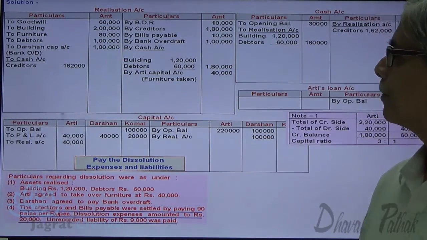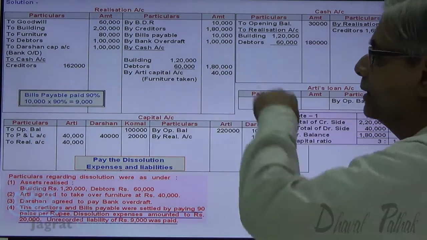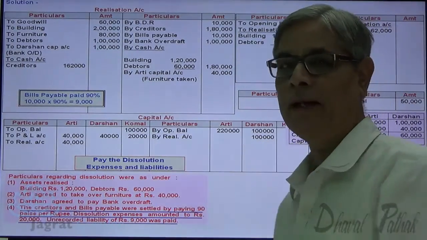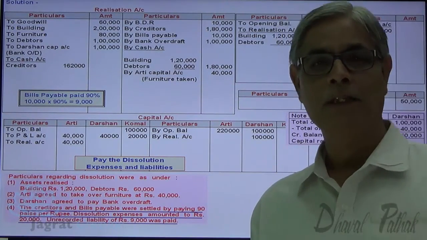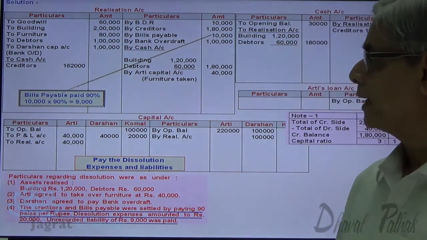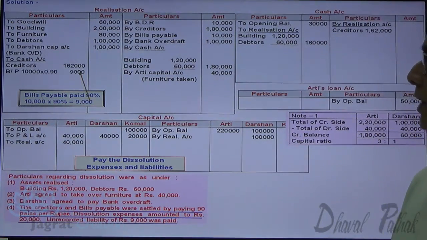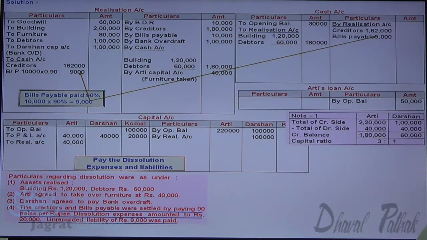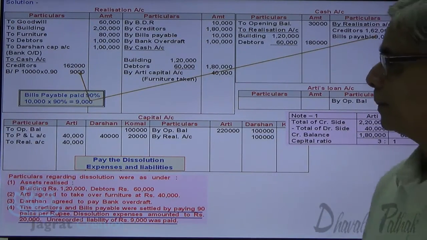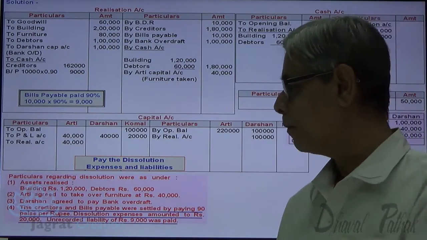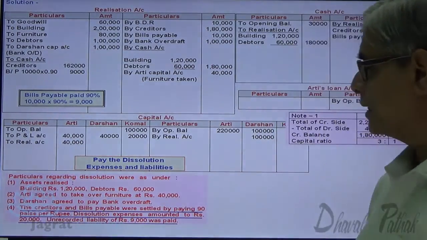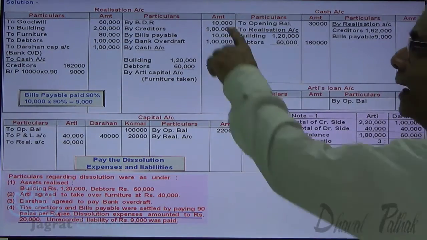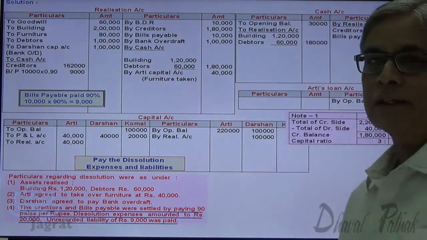Same way, bills payable 10,000. 90% payment is made. 9,000 rupees are paid for bills payable. Journal entry for that is realization account debit to cash account credit. 9,000 paid for bills payable. Now, what is the next payment? Creditors, bills payable and bank overdraft are settled.